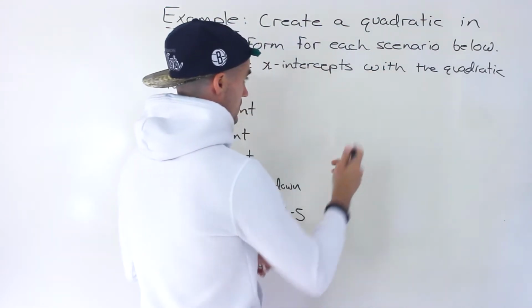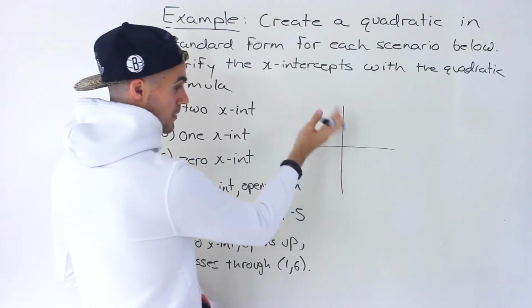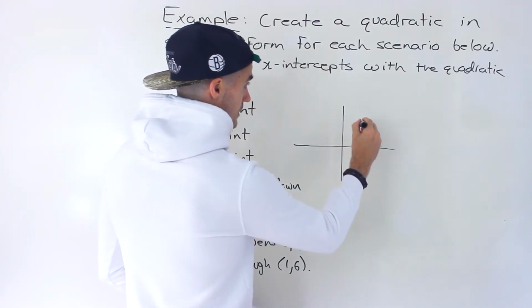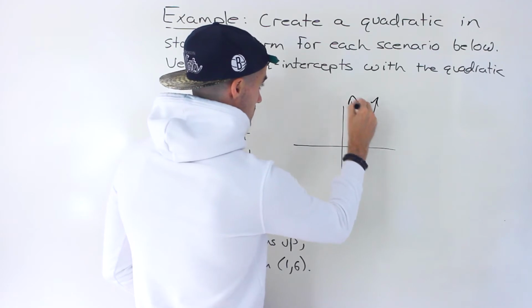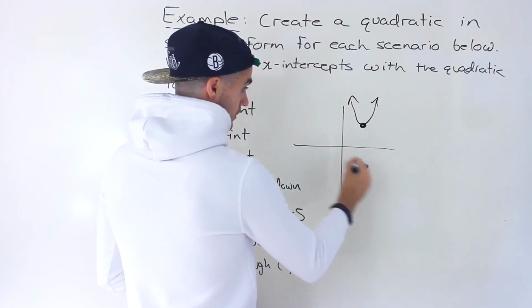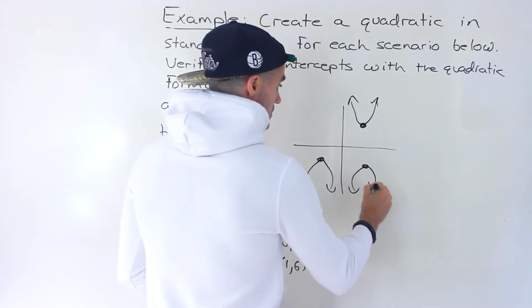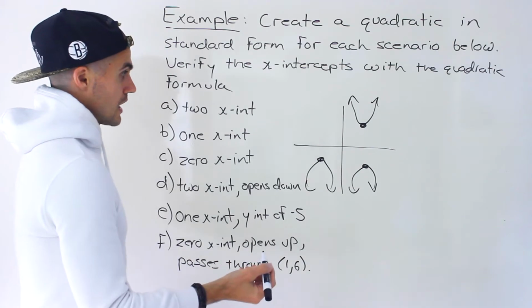If there's 0 x-intercepts, there are two different ways that could happen. Either the vertex has to be above the x-axis, like right here, and the quadratic has to be opening up, or the vertex has to be below the x-axis, whether here or here, and then the quadratic has to be opening down. So either scenario works.